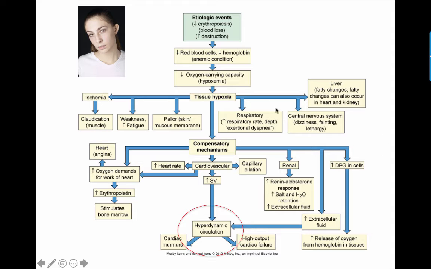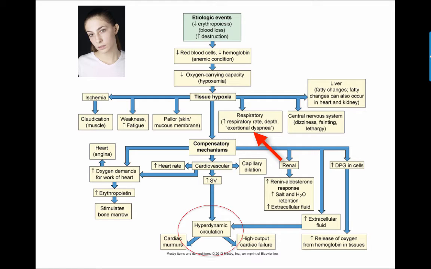But in any case, you have this oxygen carrying capacity that reduces, so you have hypoxemia. And when you have tissue hypoxia, what you see is all of the assessment findings, or all of the signs and symptoms in your patient. For example, because you have tissue hypoxia, you're probably going to have some ischemic changes. So patients will sometimes report claudication. Their muscles will hurt because they aren't getting oxygen to the muscles that need it. They become very fatigued. They start to have respiratory issues, so they feel very short of breath.